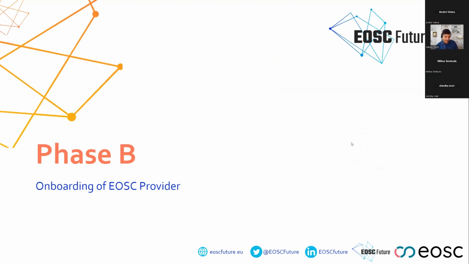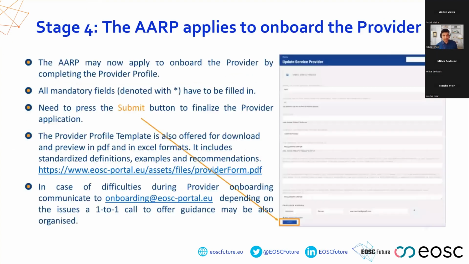Then we move to the next step, where the provider actually fills in the forms to apply to become the provider. Some of the fields are mandatory, and they are denoted by an asterisk sign. Once we fill all those, we can submit our form. And if we encounter any problems, we can email onboarding@eosportal.eu. Or we can also have a one-to-one call if there's a need for that. So this is also a possibility.